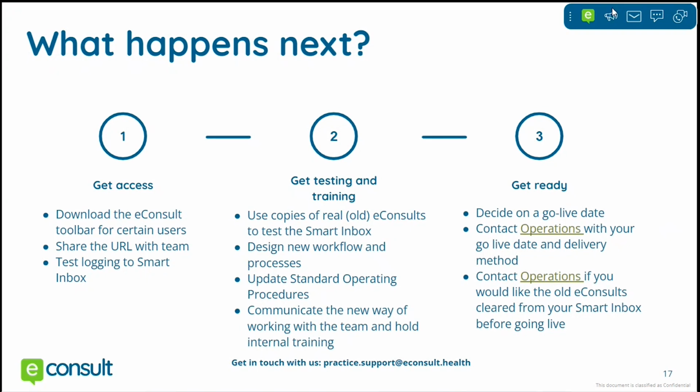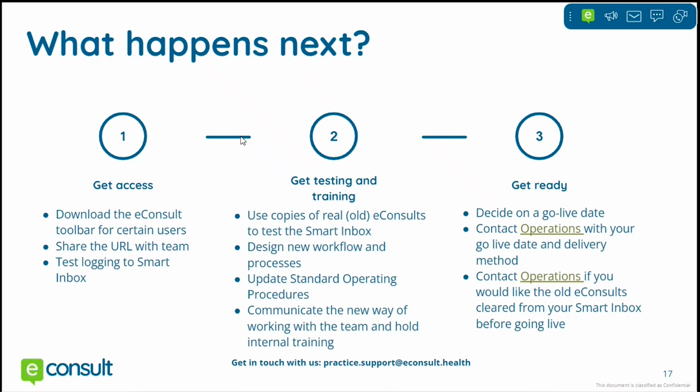So what happens next? So the first thing you'll need to do is get access. So you can do this by downloading the eConsult toolbar for the users that will need it. So these will be the users that will need to be saving directly to record. You will also need to share the URL with your team, and then you will need to start testing and logging into the Smart Inbox.